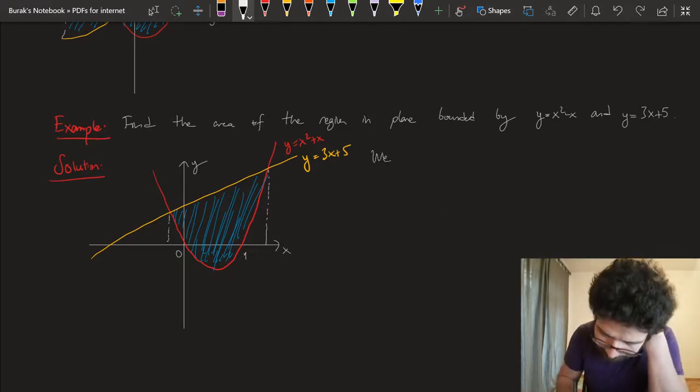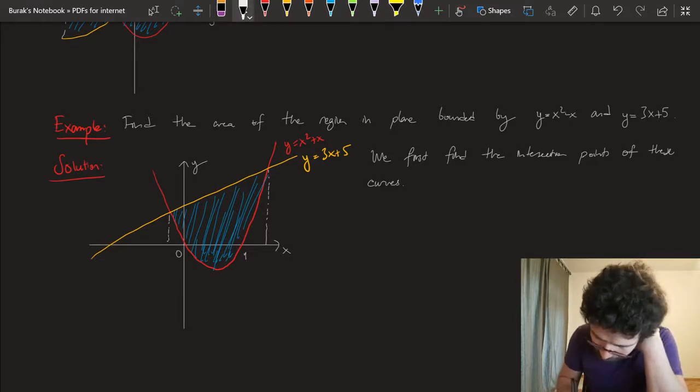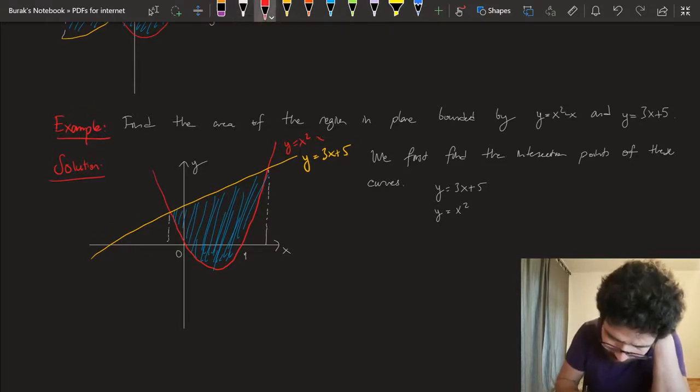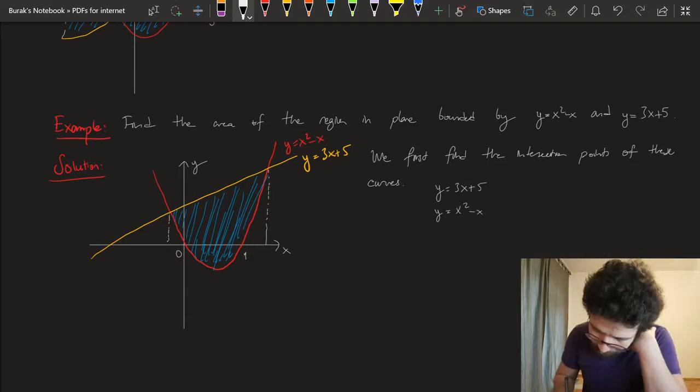In order to do that, we need to first find the intersection points. Okay, so we first find the intersection points of these curves. So how do you find the intersection of these two curves? You try to solve these together. This is minus x. You try to solve these equations together.